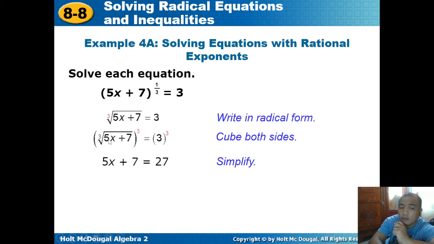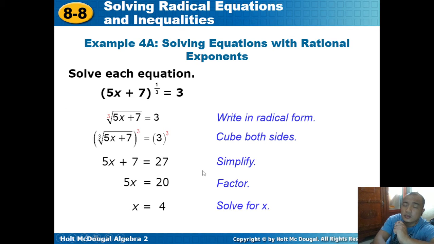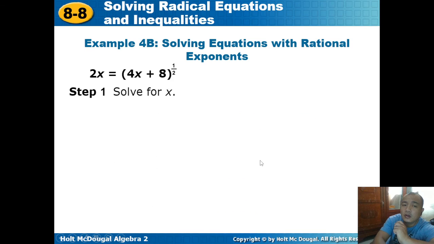Okay, the cube root of 5x plus 7, cubed, is 5x plus 7. 3 cubed is 27. Then from here we can now simplify. 27 minus 7 is 20. x is equal to 4, dividing both sides by 5. So x equals 4. This is now the answer, 4.